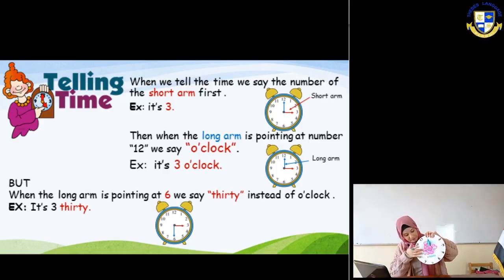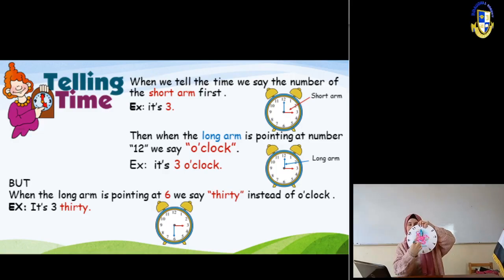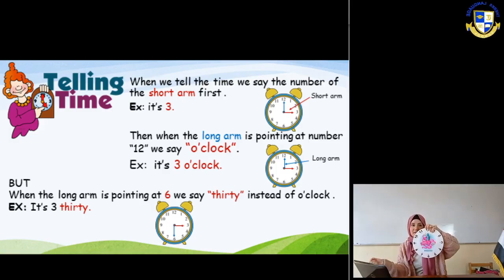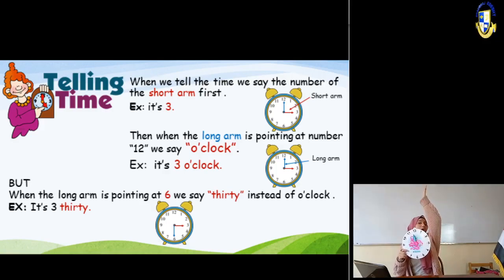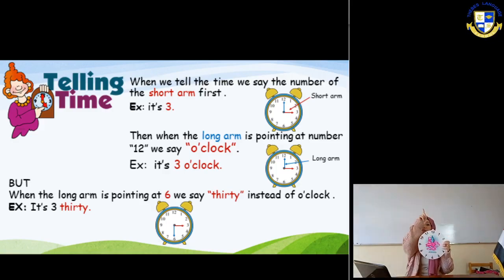Like this, it's 7 o'clock. Like this, it's 9 o'clock. So I say 9 or 7 or 5 first on the short arm, and then I say o'clock because the long arm is at 12. So when the long arm points to 12, I say o'clock. It's 9 o'clock. It's 6 o'clock. Okay?